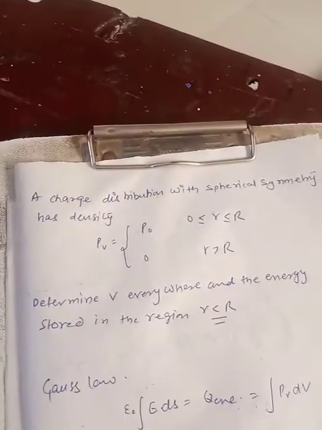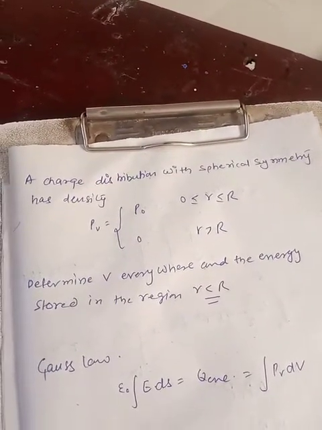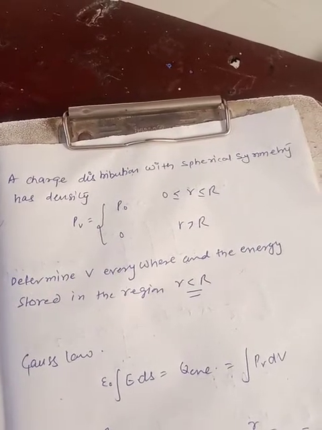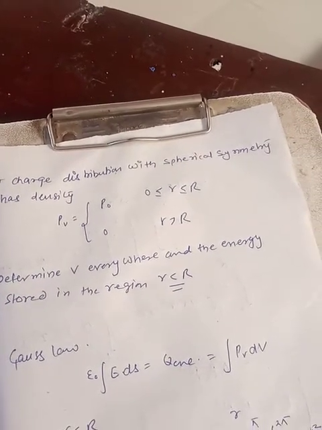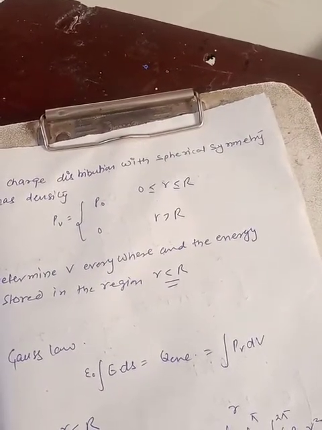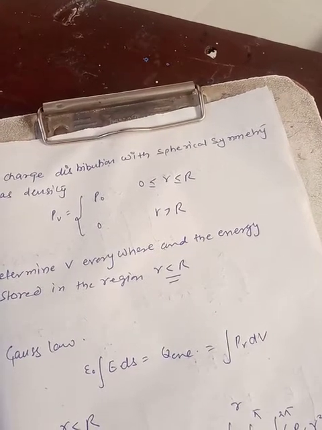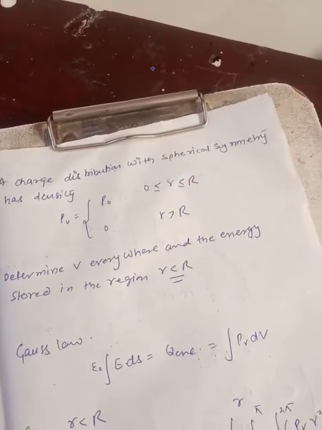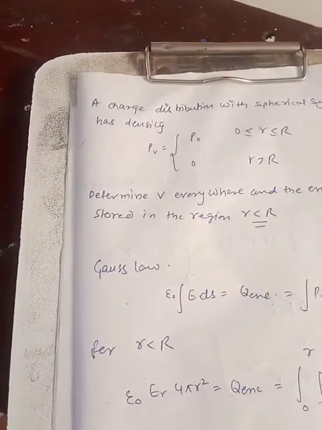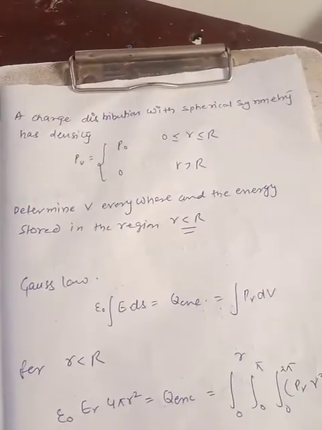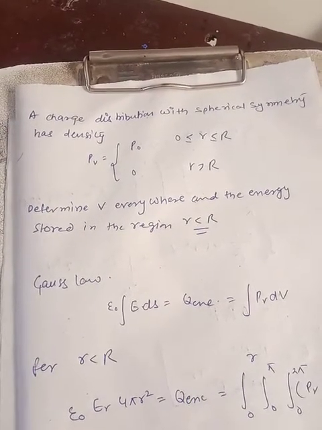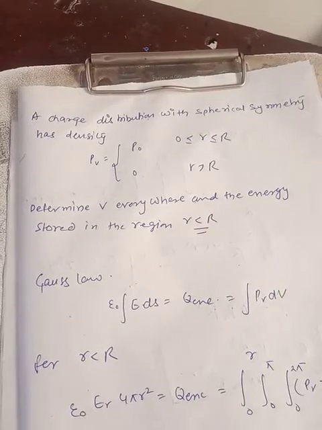Thank you very much. So dear friends, one more question is floated for you. Here it is written that a charge distribution with spherical symmetry has density rho v equal to rho 0 for the case when r is greater than 0 and less than capital R, and 0 when small r is greater than capital R. Determine V everywhere and the energy stored in the region r less than capital R.